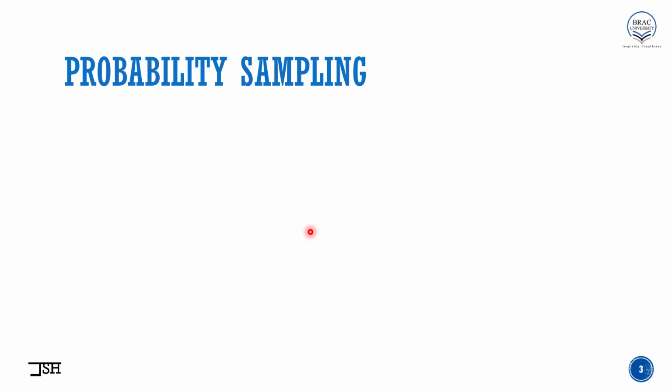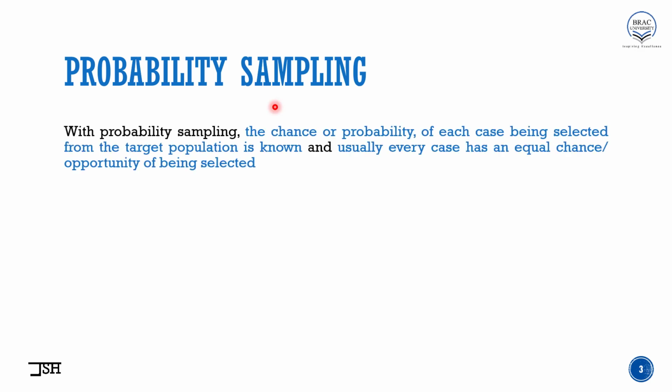So again, just as before, I'm going to start with the broad definition and then I'm going to explain each of the parts of the definition in detail. So here goes the broad definition. With probability sampling, the chance or probability of each case being selected from the target population is known. And usually, every case has an equal chance or opportunity of being selected.